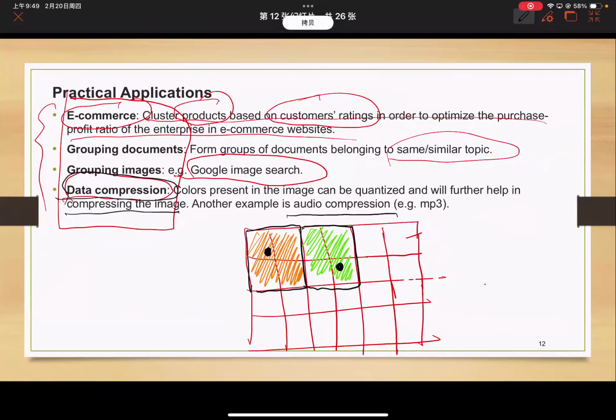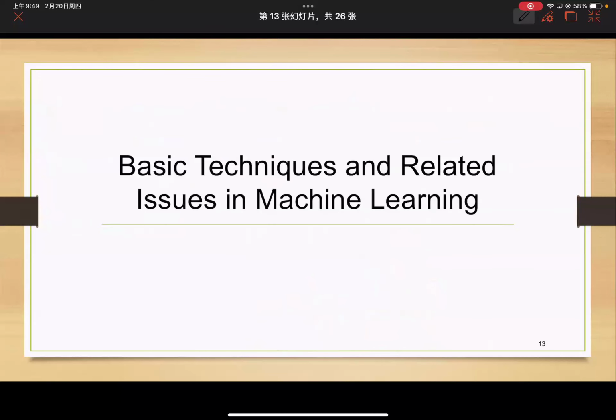Yeah, this has application. And then let's have a 10 minute break. Then we'll talk about the basic techniques and related issues in machine learning.